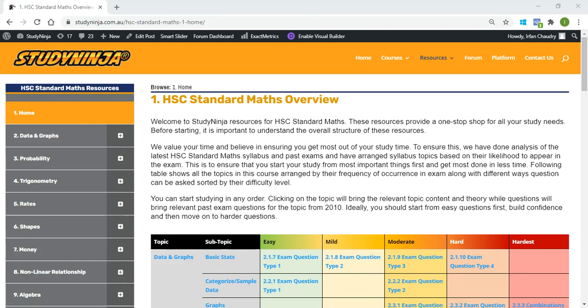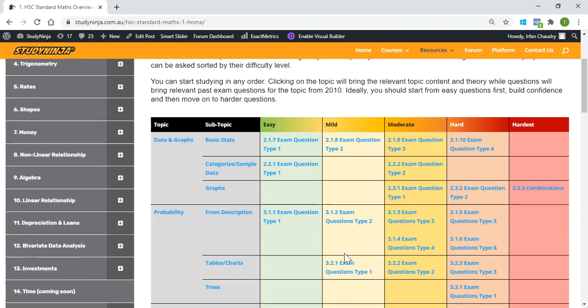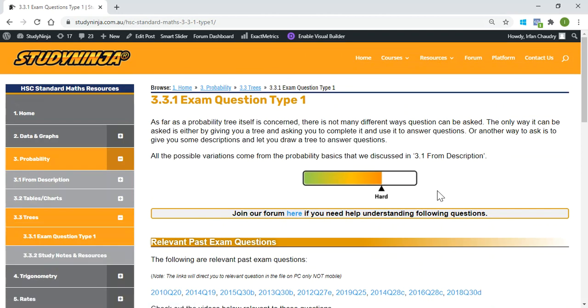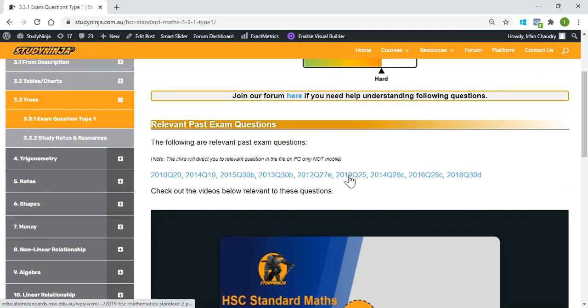In today's video, I'll be talking about question number 25 from the 2019 Standard Maths exam. This question came from the topic of probability. So going on to our study matrix, this one is from the topic of trees within probability, the 3.3.1 section. So let's go to this section. 2019 question number 25.